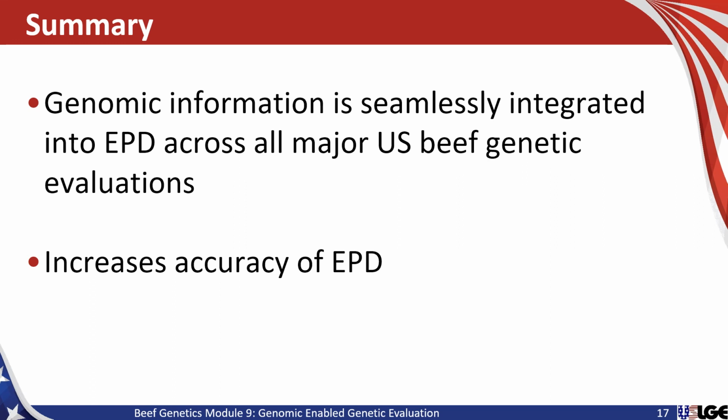In summary, genomic information is seamlessly integrated into the EPD across all major U.S. beef breed evaluations. There are differences in terms of the methods used to do this, but in all cases they are single-step methods, meaning that genomic information, available pedigree, and phenotypes are all used simultaneously in the genetic evaluation to create genomically enhanced or genomically enabled expected progeny differences. Through the inclusion of this genomic information, we now have EPDs that are more accurate than ever. It is critical to note, however, that genomic information by itself does not lead to continued increases in accuracy, and it is through the coupling of genomic information and continued recording of phenotypes where we see the largest gains.